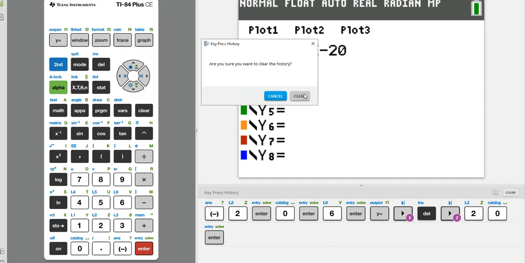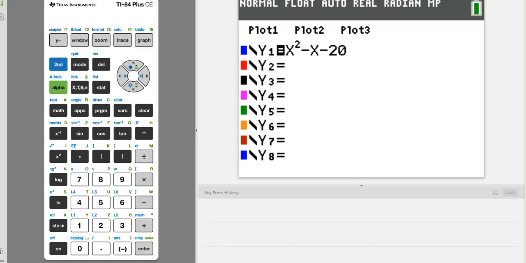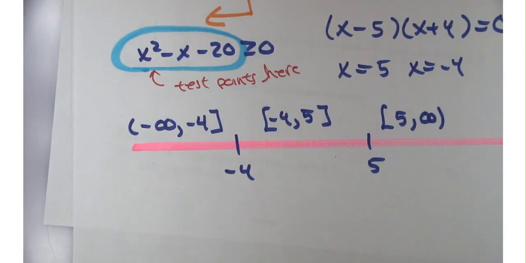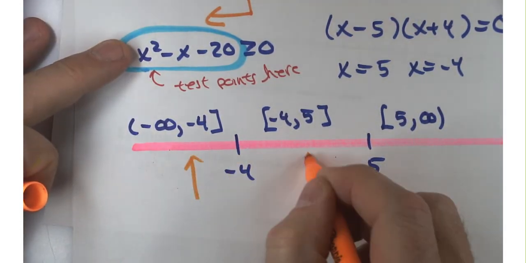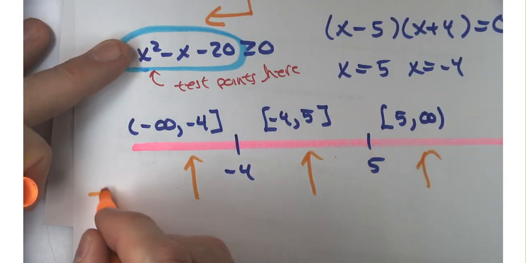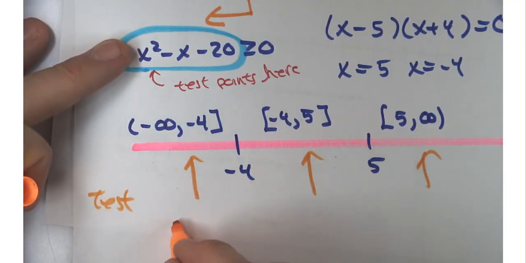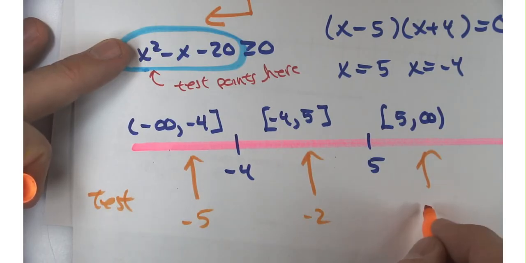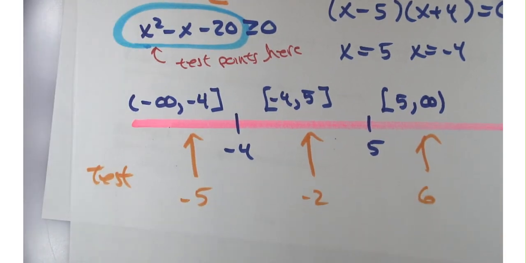I need some test points here to test. So what would be some good test points in each of these intervals? Negative 3. Negative 3 would actually be in this interval. Oh, sorry. So negative 5. Negative 2. And 6. Sure. Negative 5, negative 2, and 6. Great.